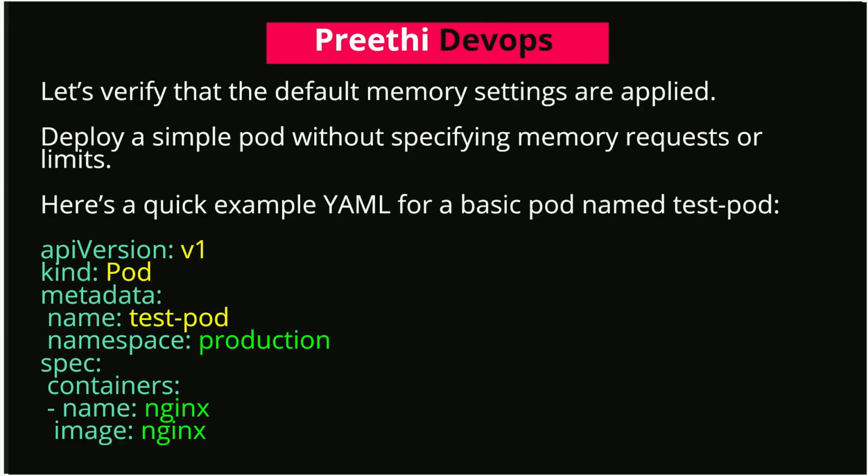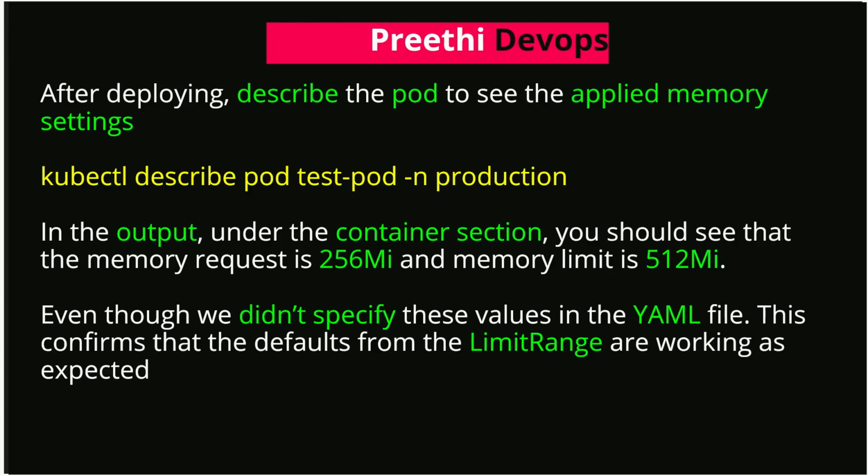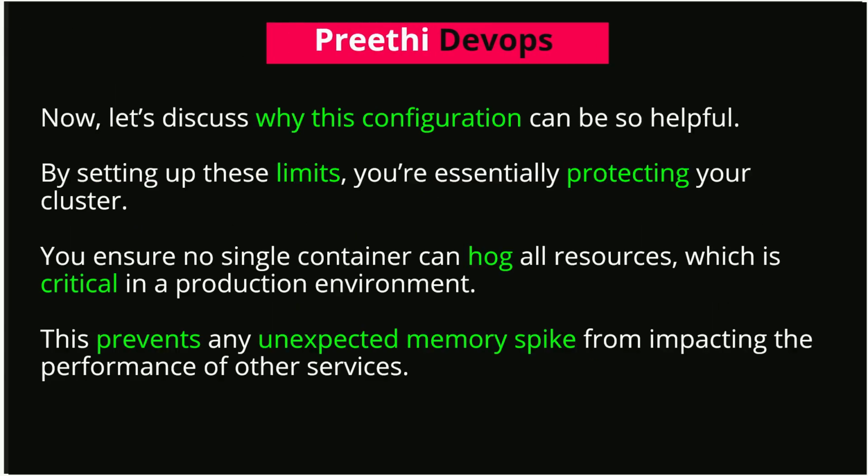Let's verify that the default memory settings are applied. Deploy a simple pod without specifying memory requests or limits. Here's a quick example YAML for a basic pod named testpod. After deploying, describe the pod to see the applied memory settings. kubectl describe pod testpod -n production. In the output, under the container section, you should see that the memory request is 256 Mi and memory limit is 512 Mi, even though we didn't specify these values in the YAML file. This confirms that the defaults from the limit range are working as expected.